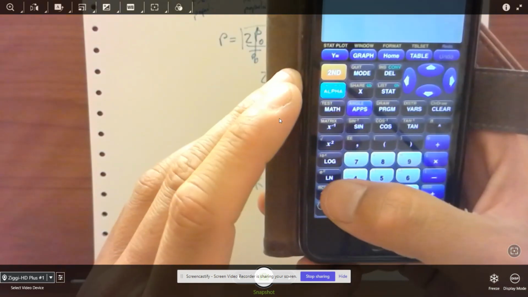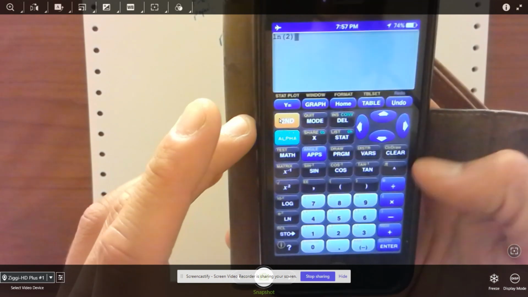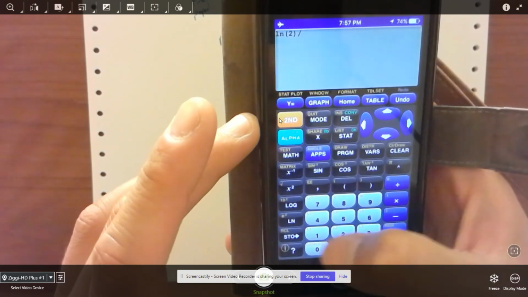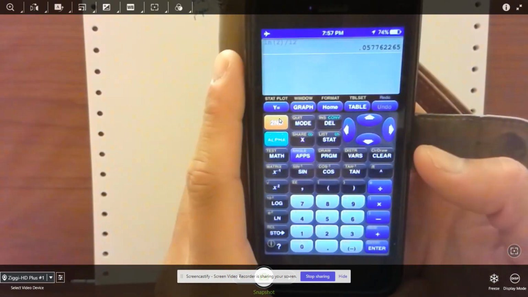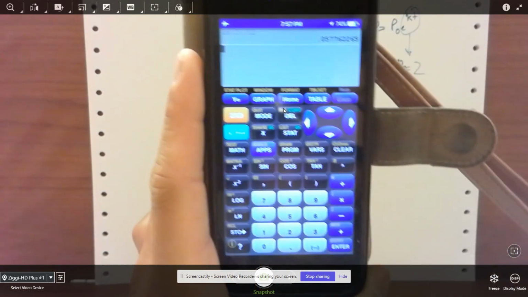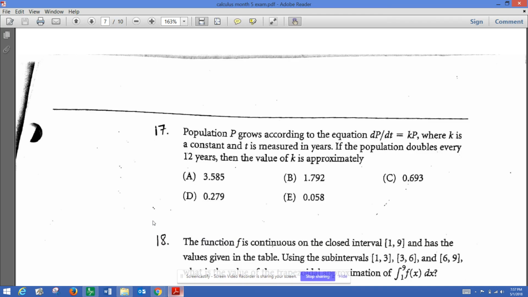Okay, so there's ln. ln of 2 divided by 12. That should be ln of 2 divided by 12. That's 0.0577. And if we go back to our choices here, it looks like E is our final answer, and that is the correct answer.